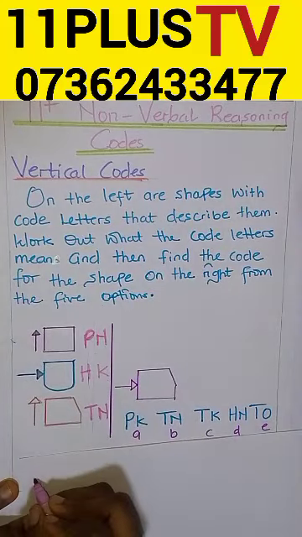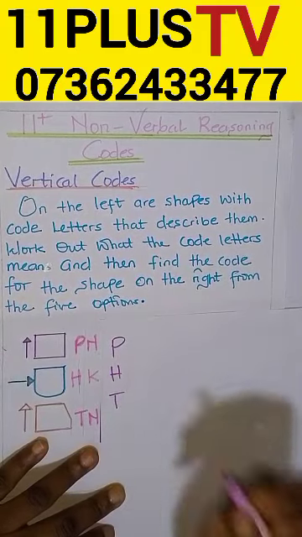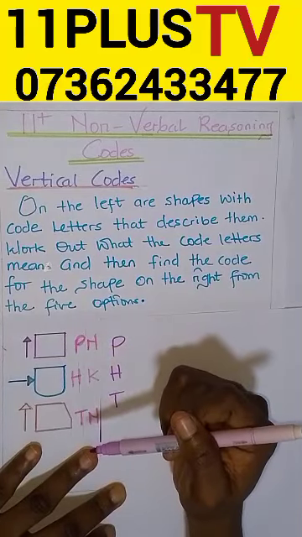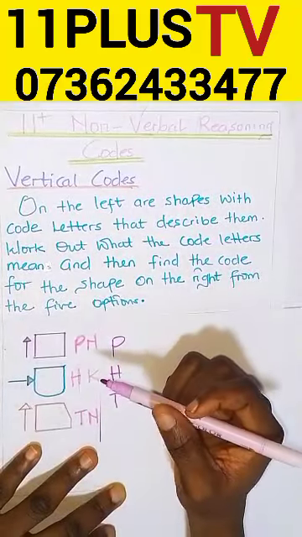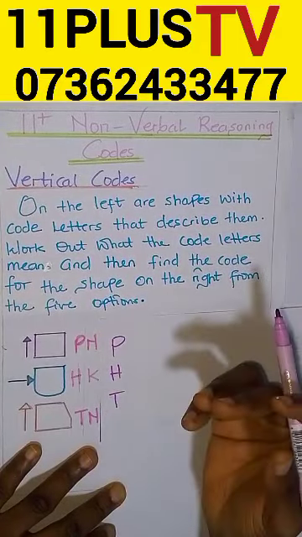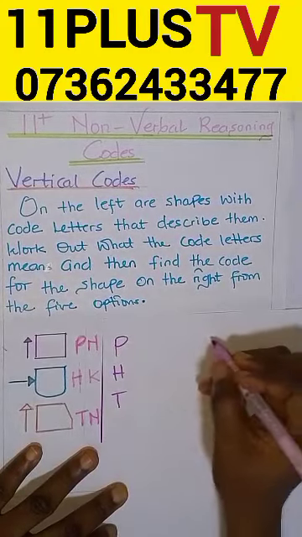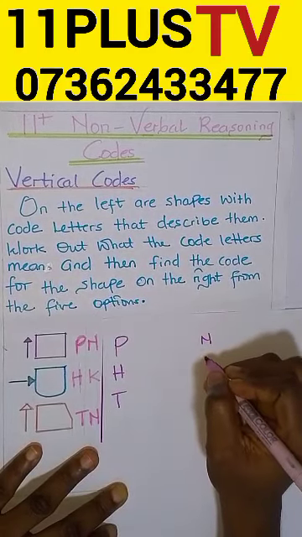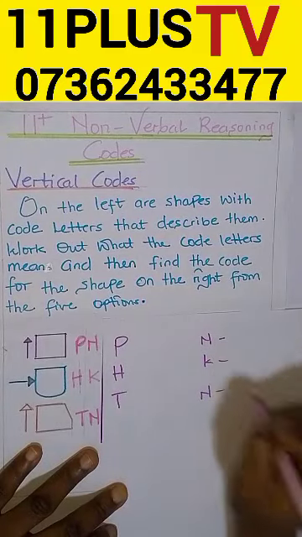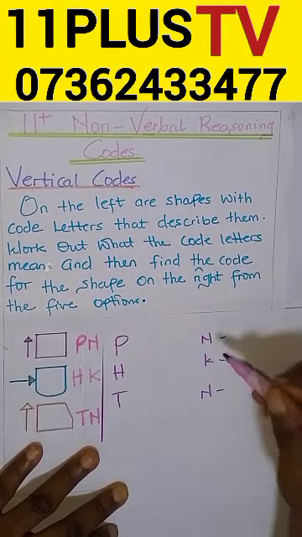Let's take the first pair. You have P, we have H and T. These are the first pair of letters. Now you need to study the 3 shapes and look for what makes them common. For the first pair, we do not have 2 letters that are the same. We need to pick the second pair of letters: N, K, N. Now we have 2 same letters, N.